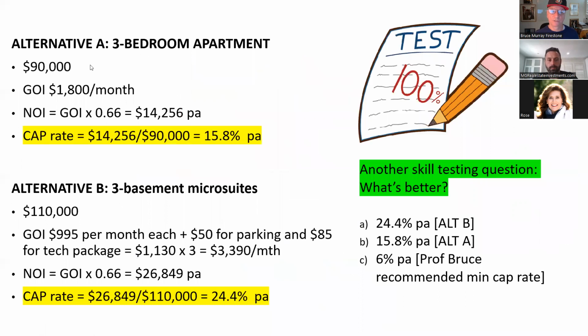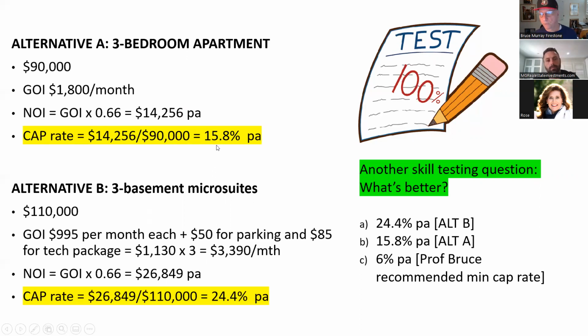Now look at the numbers. This is incredible. If he had built the 3-bedroom apartment, his original cost was estimated at $90,000, and on Baseline Road in Ottawa, he can get about $1,800 of gross operating income for that. We take off 34% for OPEX, which you've seen me do before, to get your net operating income. So you're going to end up with about $14,000 of net operating income. 34% goes out the window for property taxes, insurance, property management, repairs, maintenance, vacancy allowance, all that good stuff. So that's a very good return, 15.8% cap rate.